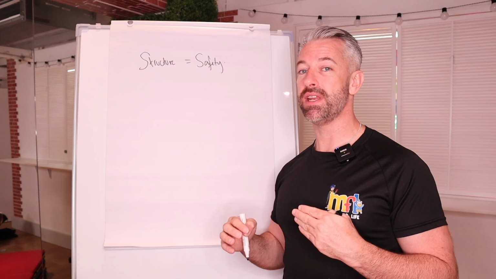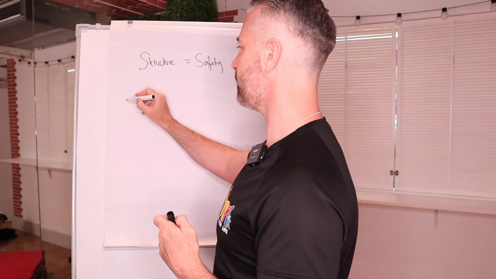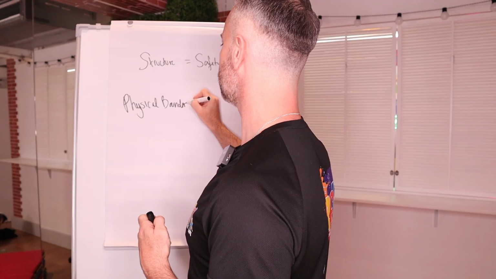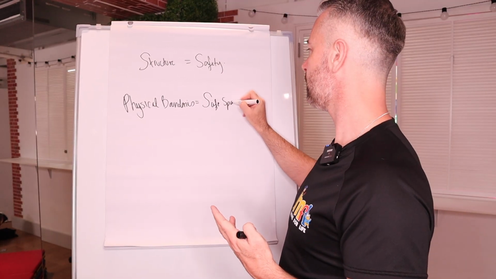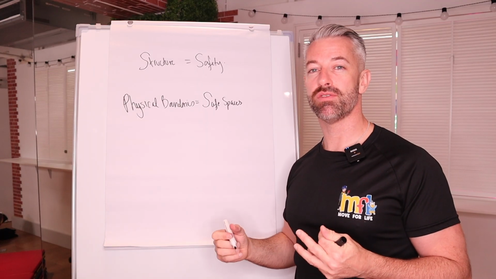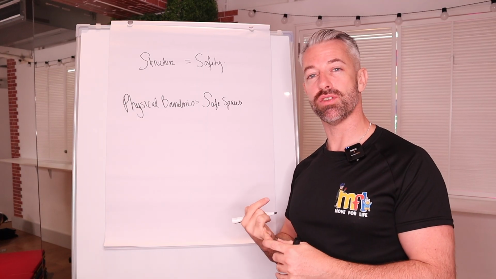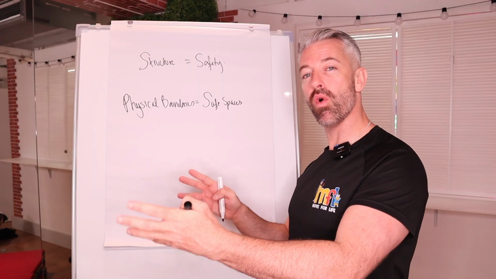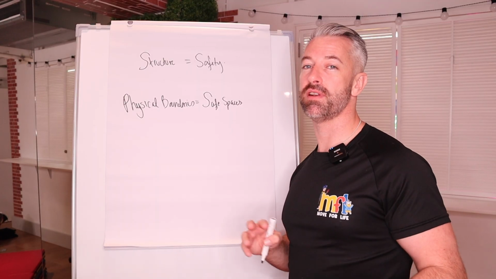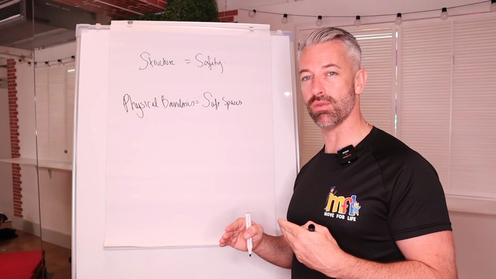So first thing I'm going to say, if you've got a class of 10 to 15 plus kids in a class, you need to set some physical boundaries. Physical boundaries are safe spaces. Now, what I mean by physical boundaries is using spots on the floor, making sure they're on their spots, having a stage that they can go to, or even having a wall that they can go sit on that works as a bit of a base. So going back to that base all the time.